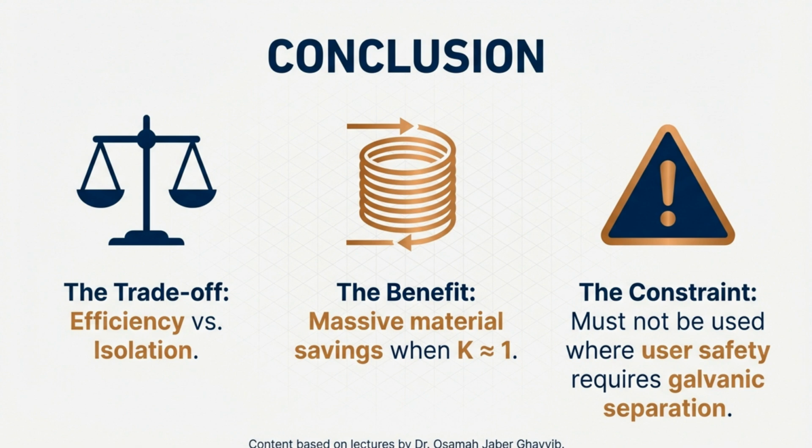In conclusion, the autotransformer offers a trade-off: efficiency versus isolation. Its primary benefit is massive material savings when K is approximately 1. The constraint is the lack of galvanic separation for safety-critical applications.